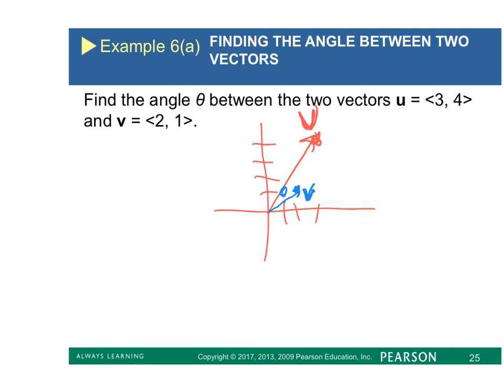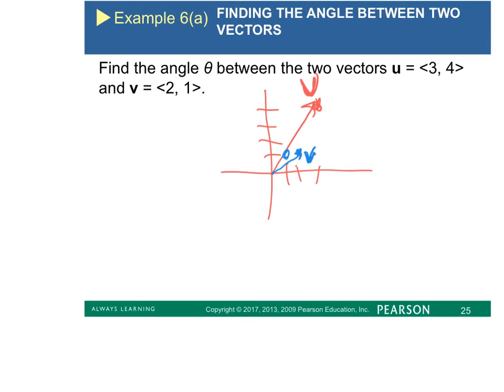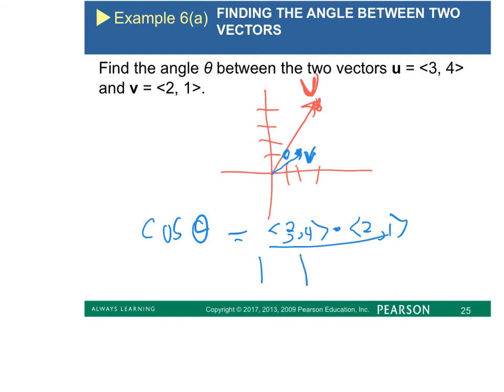I'd have to find... that's too many unknowns. Might be too hard. Let's use our new technique. The cosine of this small angle will be equal to, I'll write it all out, u·v, that would be the vector <3, 4> dot product with the vector <2, 1>, over the magnitude of u times the magnitude of v.